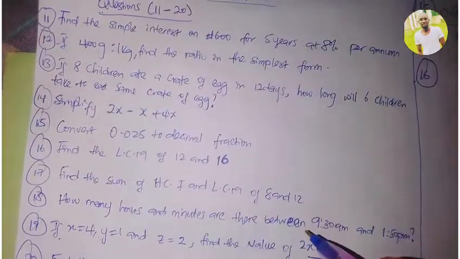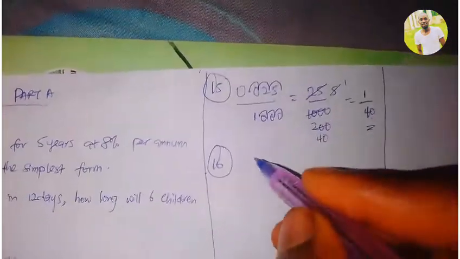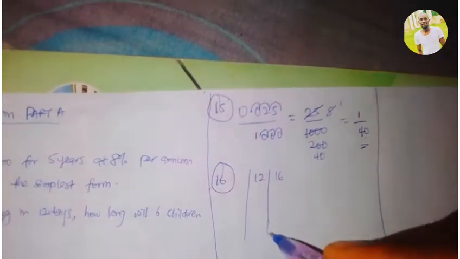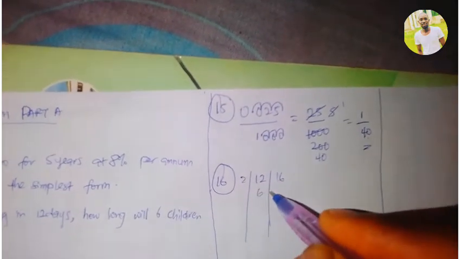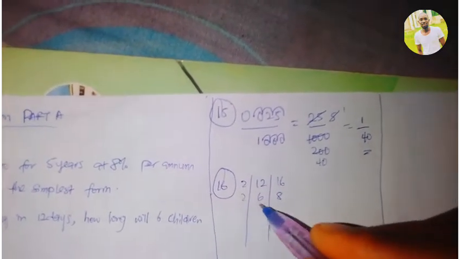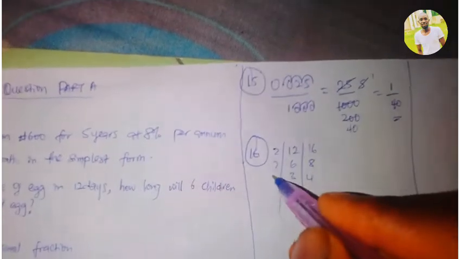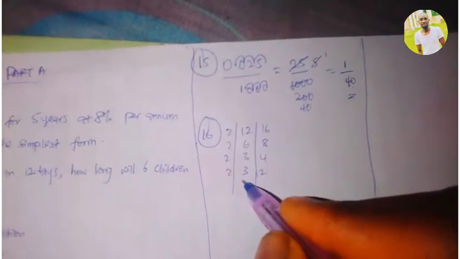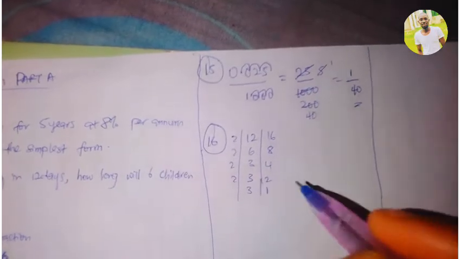Find the LCM of 12 and 16. To find the LCM, we use division. Okay, so 2 can go into 12 six times, and into 16 eight times. 2 can go into 6 three times, and into 8 four times. 2 can go into 3, no, and into 4 two times. 2 can go into 2 one time.